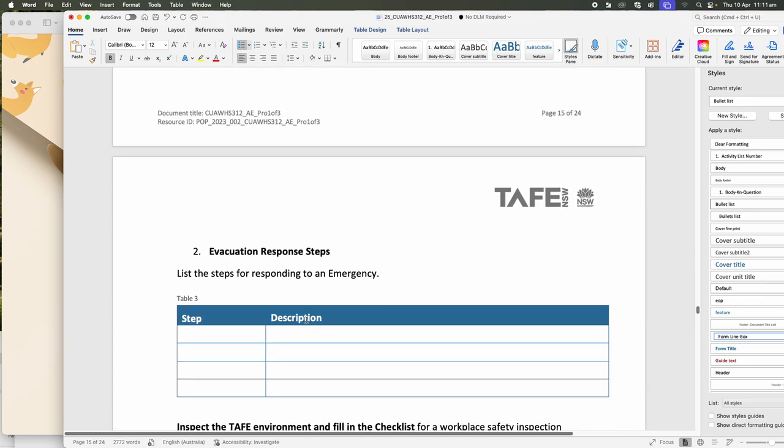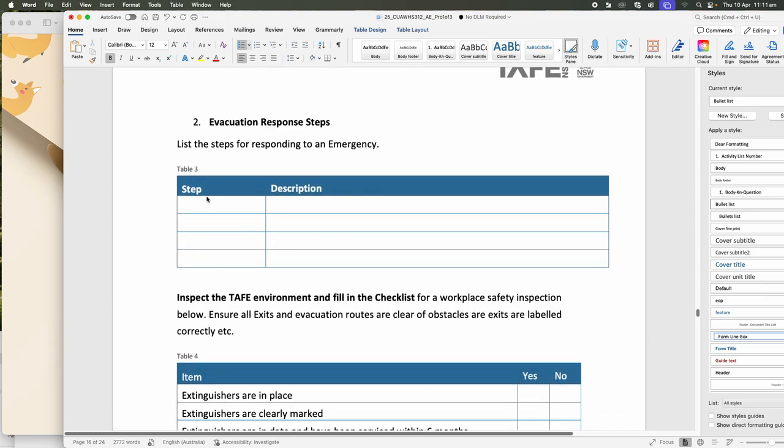And then there's another one. What are the steps for responding? Say the alarm goes off, what are you supposed to do? Do you run around? Do you keep asking if it's an emergency? What are you supposed to do?